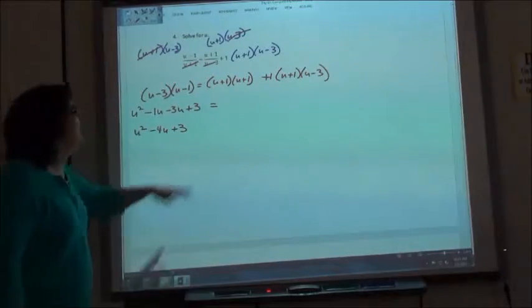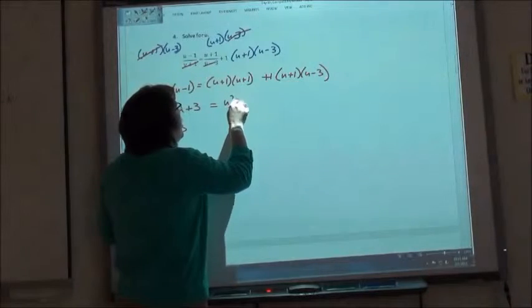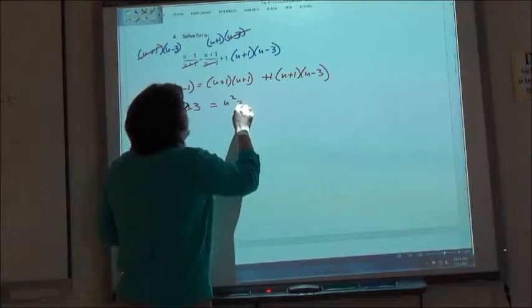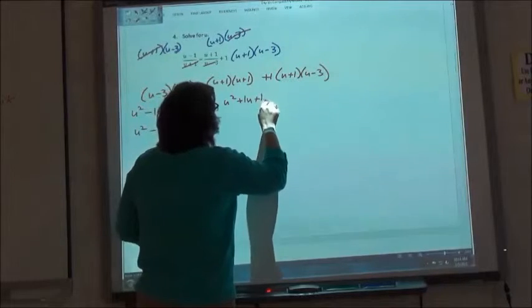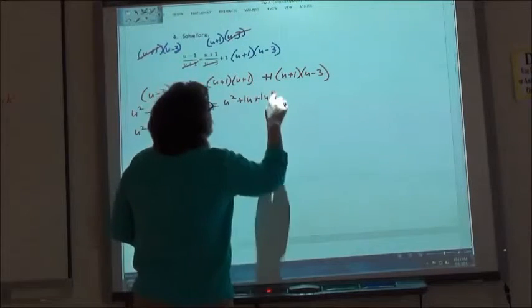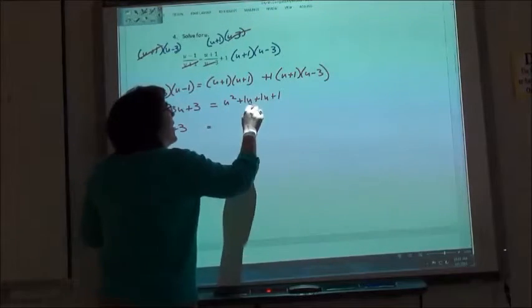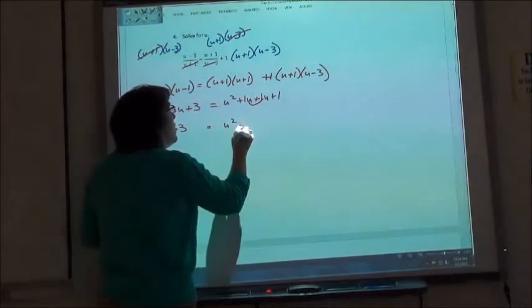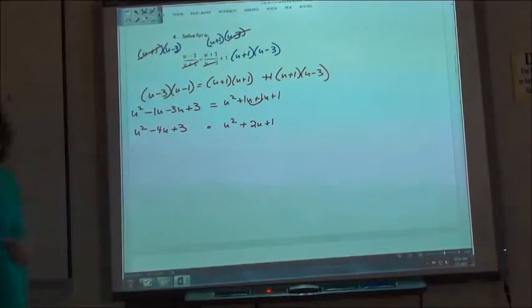On the other side, I got to FOIL that one out. So u times u is u squared. My outside is plus 1u. My inside is also plus 1u. And then a 1 times a 1 is still a 1. So on that one, I get u squared plus 2u plus 1 when I combine my like terms.